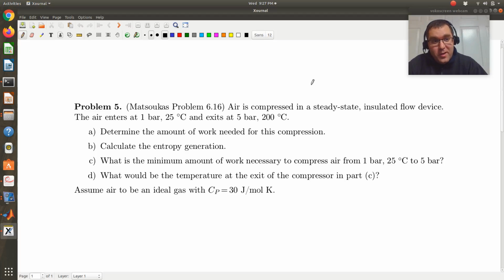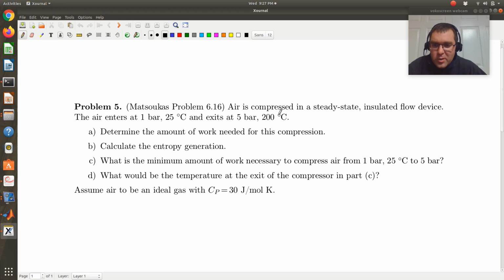All right, let's take a look at our fifth example from Chapter 6. Air is compressed in a steady state insulated flow device. So, steady state insulated, take to be adiabatic flow device. The air enters at 1 bar, 25 degrees C, and exits at 5 bar, 200 degrees C. Determine the amount of work needed for this compression.